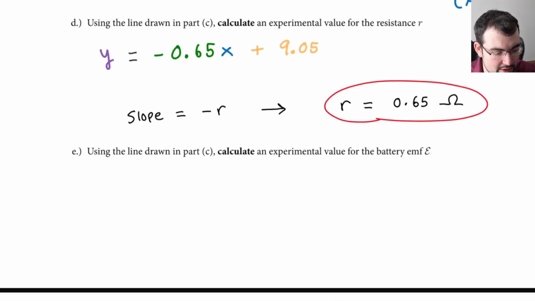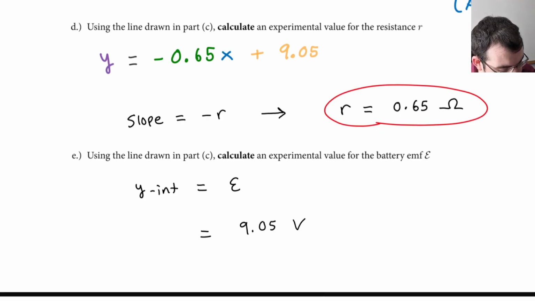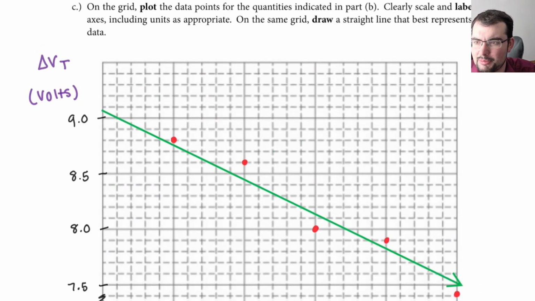Well, we also have a nice relationship that says the y-intercept of our graph was equal to the battery EMF, and that's 9.05 volts. And notice this should make sense if we look at our graph. 9.05, that looks pretty consistent. I would definitely believe that. Yeah, it looks definitely in the middle of 9 and 9.1.